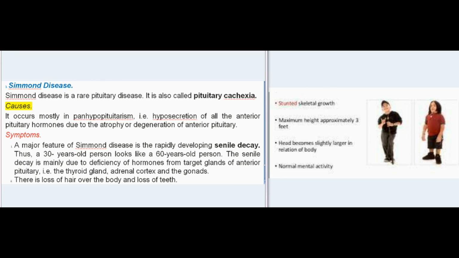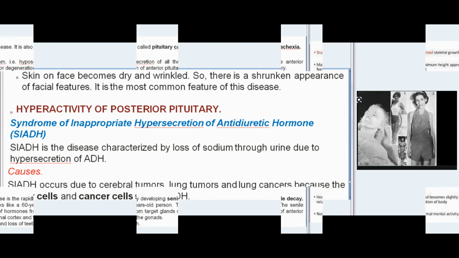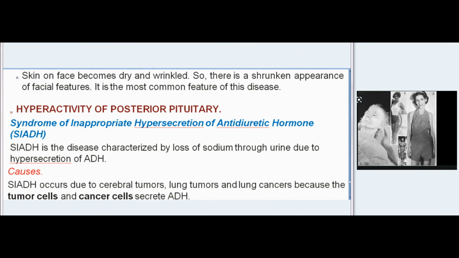There is loss of hair over the body and loss of teeth. Skin on face becomes dry and wrinkled. So, there is a shrunken appearance of facial features. It is the most common feature of this disease.